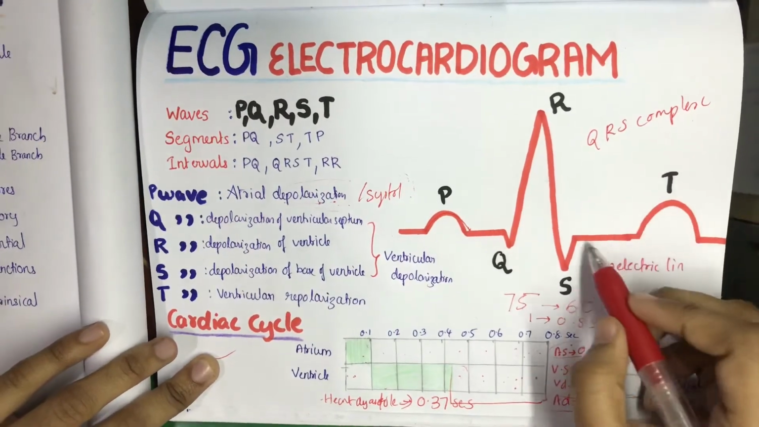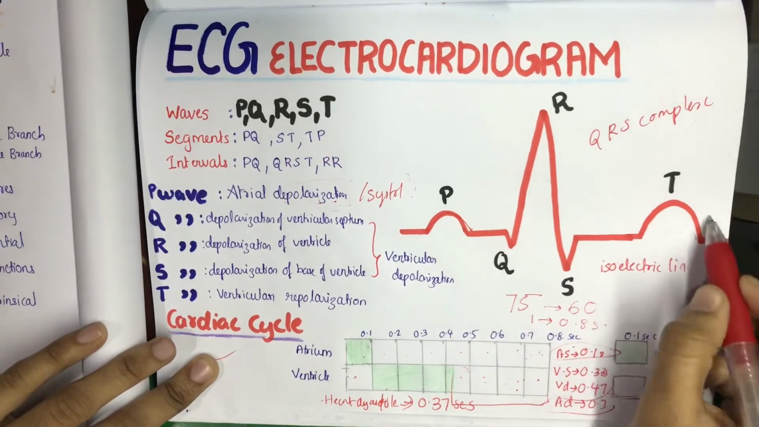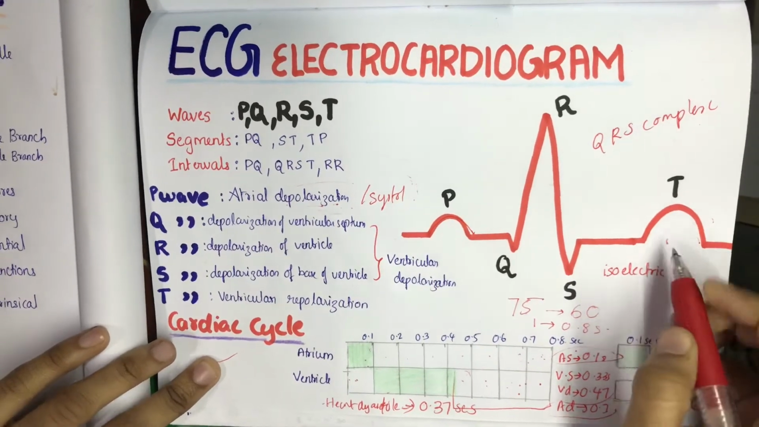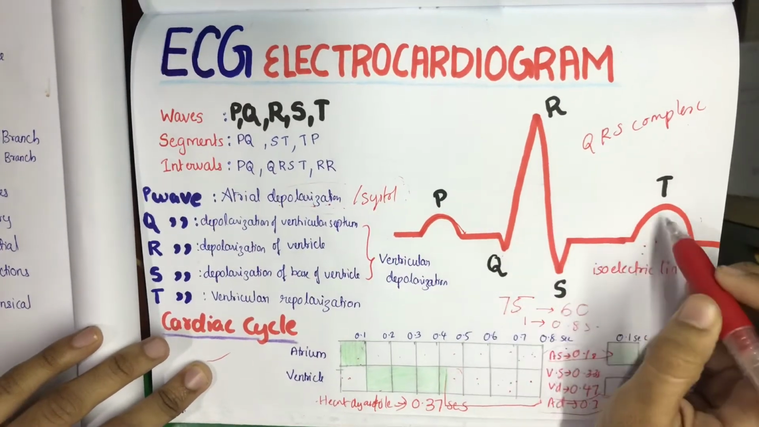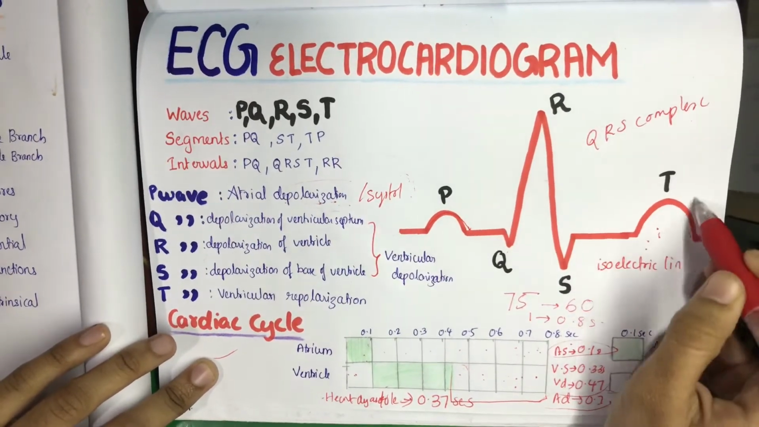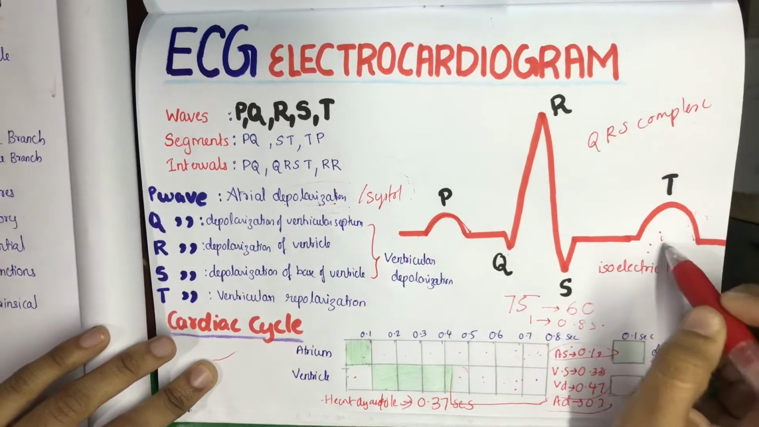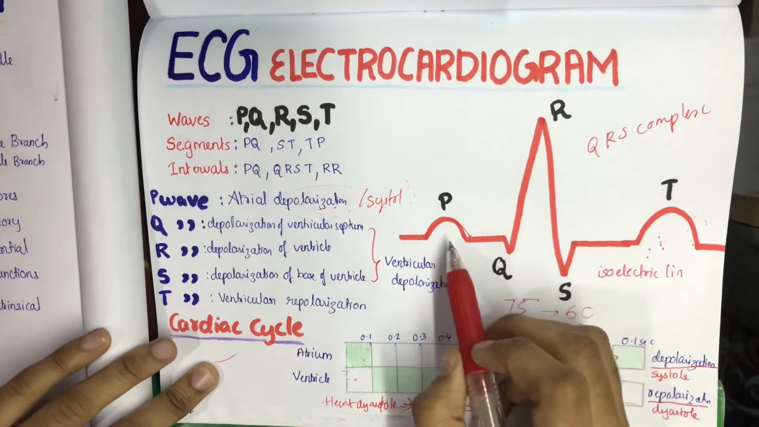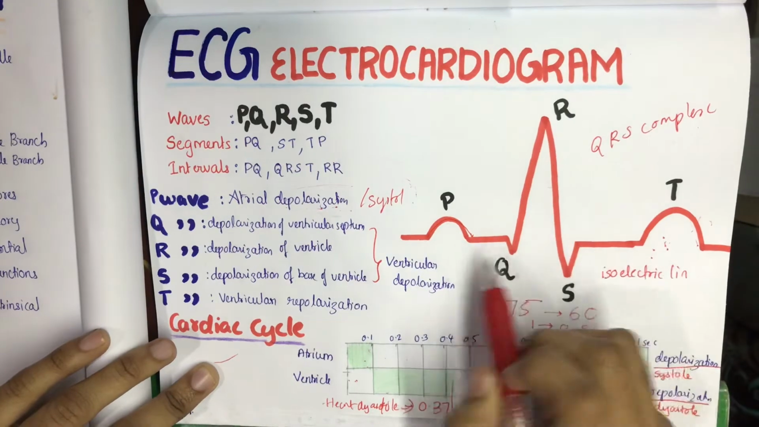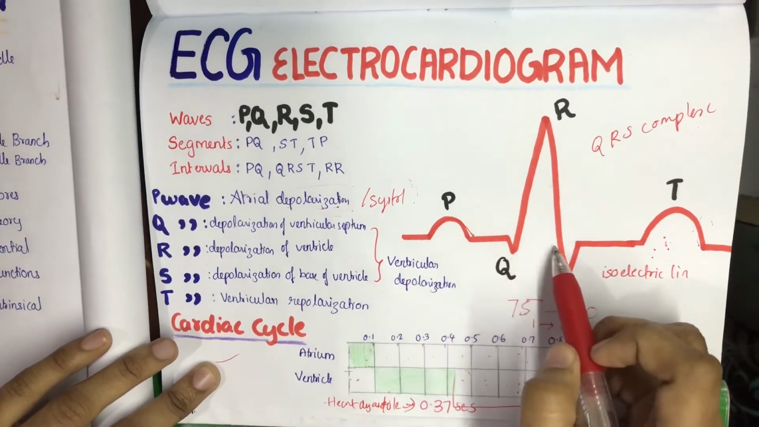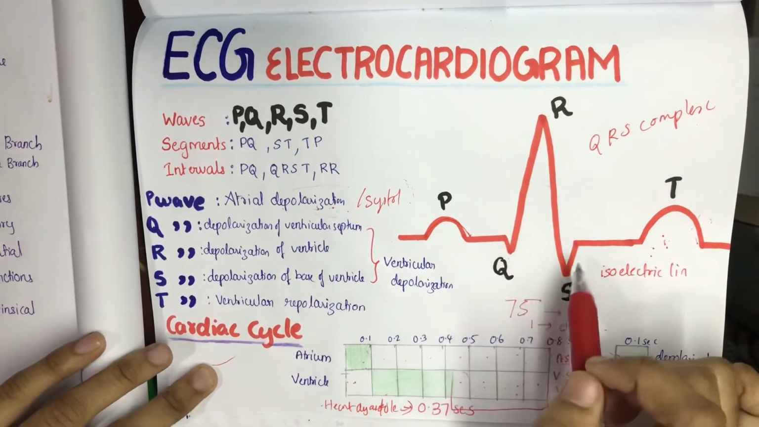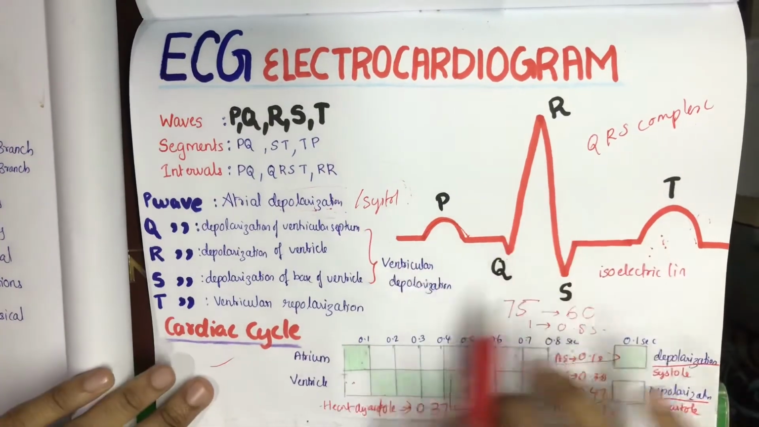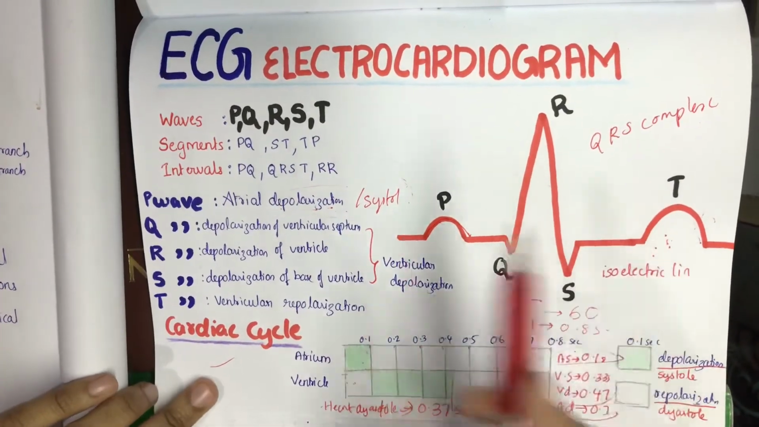And here we can see another wave. This wave implies the ventricular repolarization. After this depolarization, the ventricle has to be repolarized, and the T wave implies the repolarization. And we can see that the atrial repolarization is absent. It somewhat gets hidden in the QRS complex. So I have told all about the waves, and let's have a look at the segments.